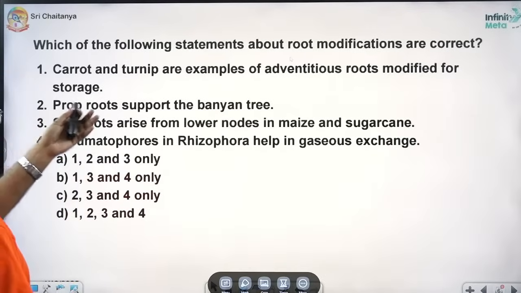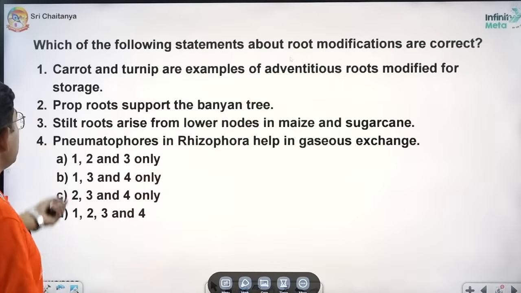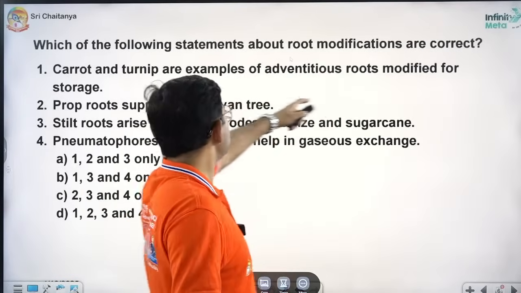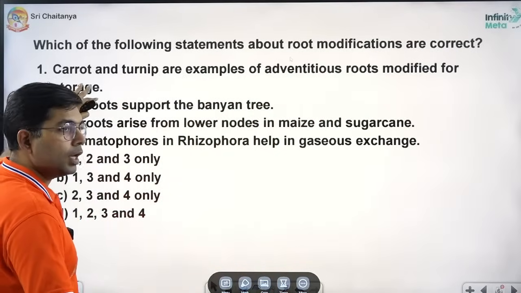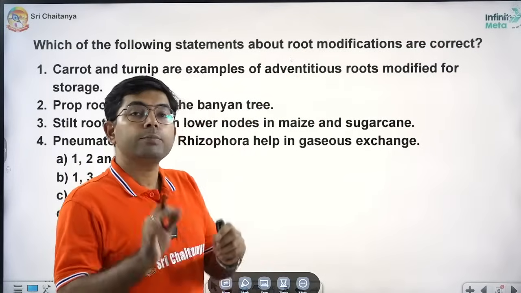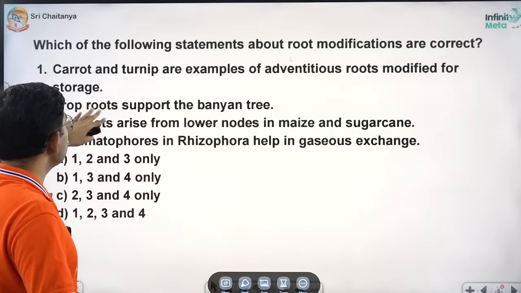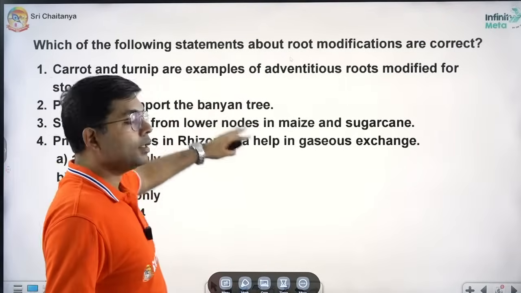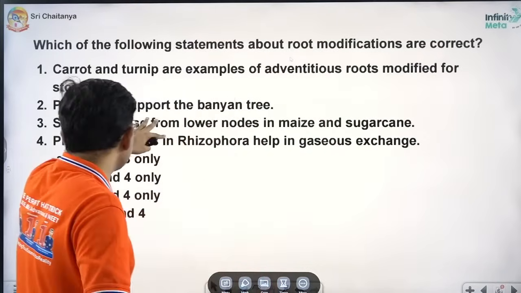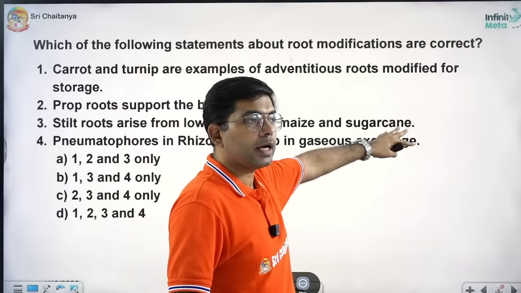Now, which of the following statements about root modification are correct? Carrot and turnip are examples of adventitious roots modified for storage? No. Carrot and turnip are modifications of tap root. So the first statement is wrong. Prop roots support the banyan tree. Yes, you have seen the banyan tree, prop roots come out. So second is also correct. Stilt roots arise from lower nodes in maize and sugarcane. Again it is correct.